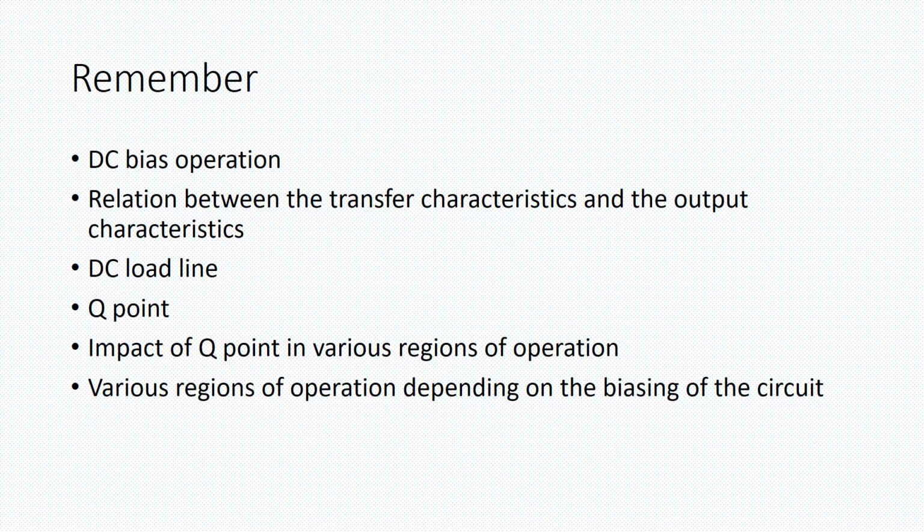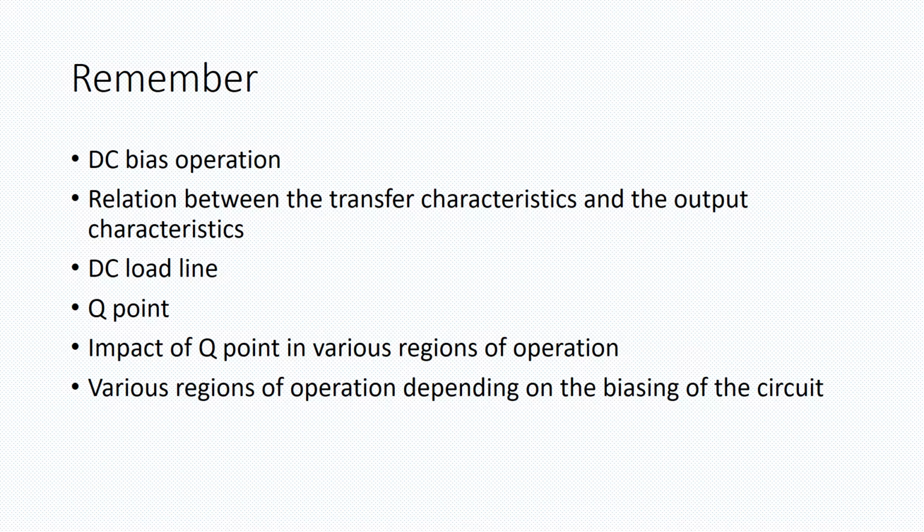So the points that we have discussed till now are the DC operation. What are the various procedures in DC operation? What are the circuits that we will be discussing in the DC biasing? The relation between the transfer characteristic and output characteristic. What is a DC load line? How is it plotted?